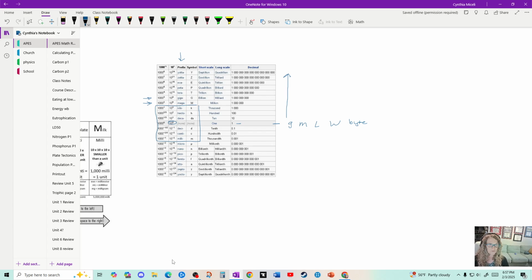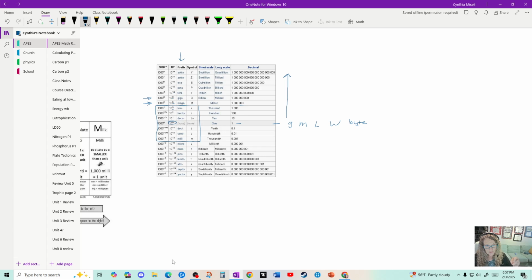So this is a 1,000 jump. It's like 3 times 10s going up. So notice we're at 10 to the third. Then we go to 10 to the 6 for mega and 10 to the 9 for giga. And then tera. You don't have to know all these. That's like computer time right now.